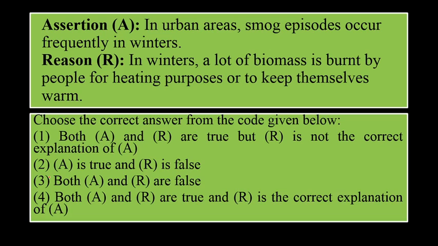We have an assertion and reason. In urban areas, smoke episodes occur frequently in winters. This is true. The reason says that in winters a lot of biomass is burned by people for heating purposes or to keep themselves warm. So the reason is not a correct reason. Here it is a right thing, it happens, but this reason does not explain your assertion. So option 1 is the correct answer. Both assertion and reason are true, but the reason is not the correct explanation of the assertion given.